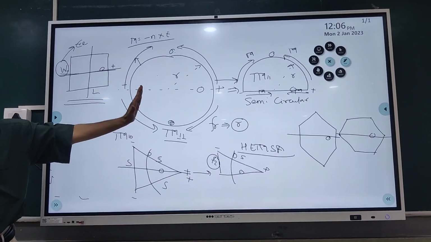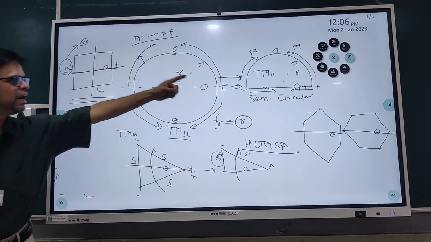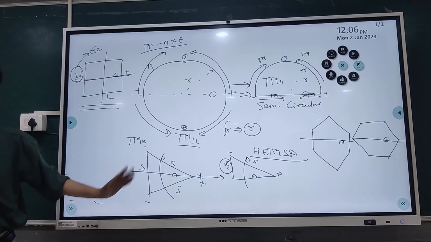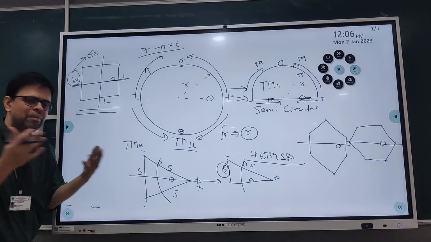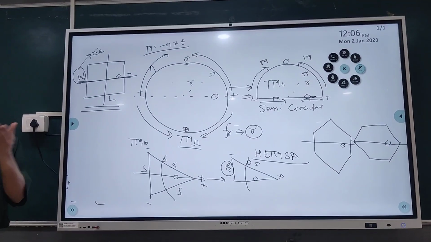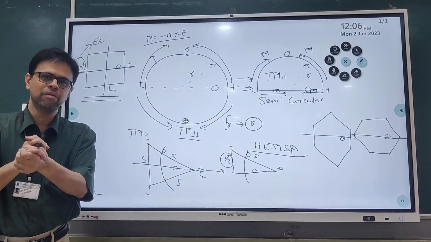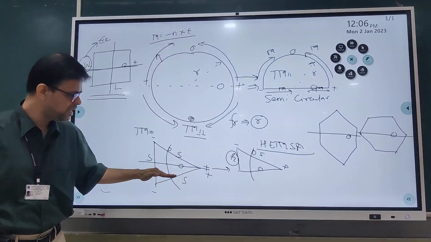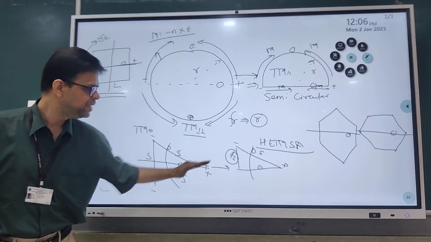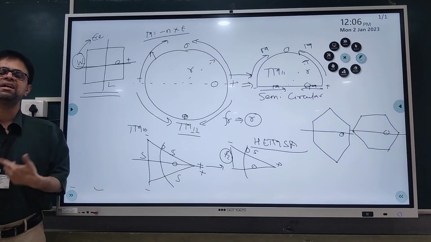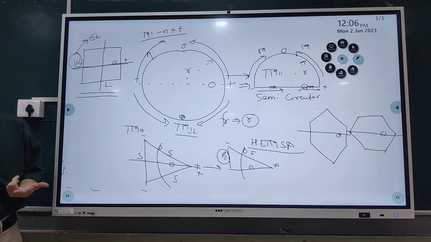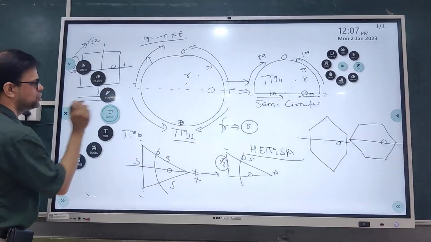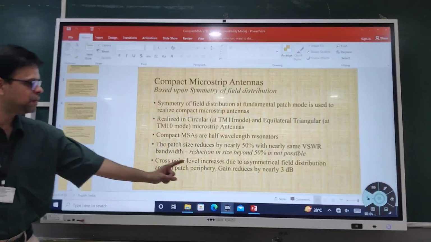But definitely it disturbs the symmetry of the geometry, and it gives a certain increase in the cross polarization level. This is even more predominant in the equilateral triangular patch, because the geometry is not symmetrical itself. Amongst circular, rectangular and triangular patches, the equilateral triangular patch is the most unsymmetrical model, and hence in the ETMSA itself you get high cross polar. Going from ETMSA to half ETMSA, you still get an increment in the cross polarization level.